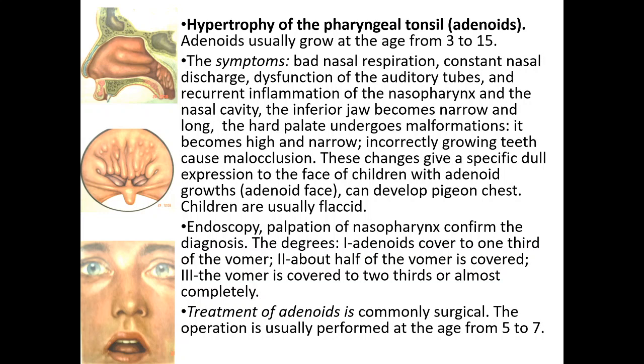The degrees. First, adenoids cover up to 1/3 of the vomer. Second, about half of the vomer is covered. Third, the vomer is covered to 2/3 or almost completely. Treatment of adenoids is commonly surgical. The operation is usually performed at the age from 5 to 7.